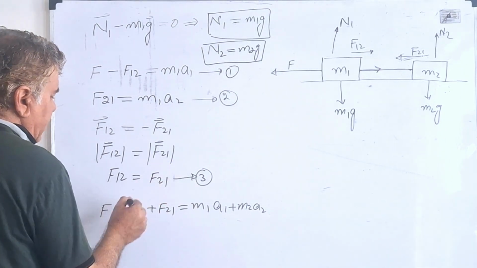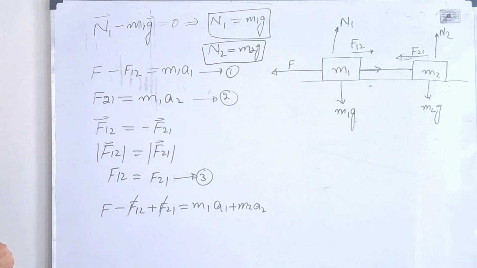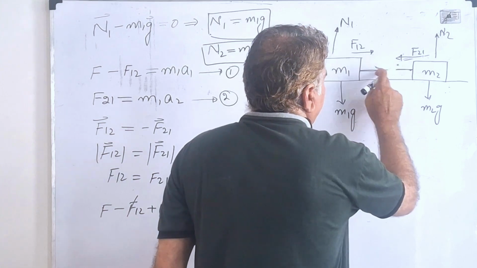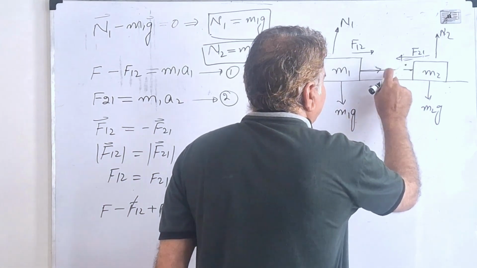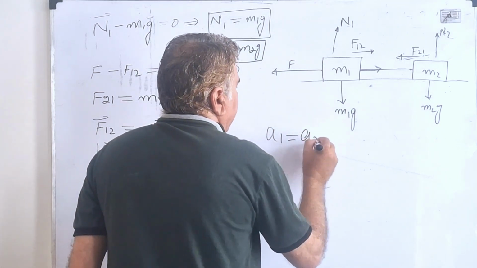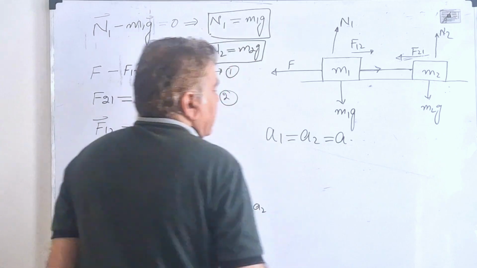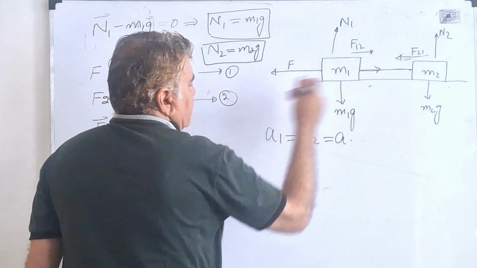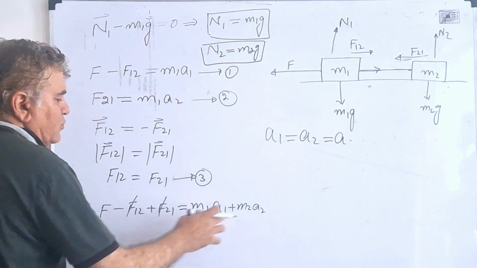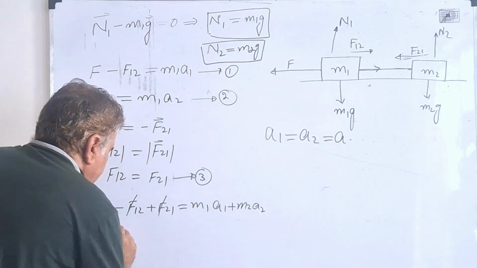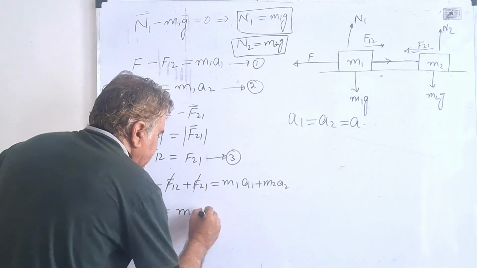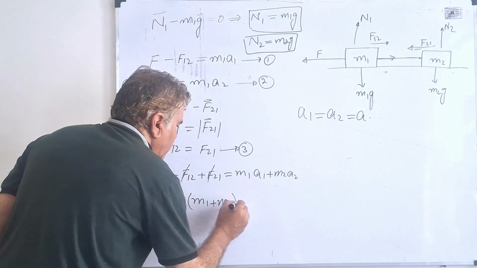Using equation 3, I can cancel these two with each other. And using the condition of inextensibility, if the string connecting the two masses is inextensible, then we have A1 equals A2 equals A. Since A1 is toward the left, A2 is toward the right, both carry the same direction and their magnitude is equal to A. So I can write this equation in the form F equals (M1 plus M2) into A.